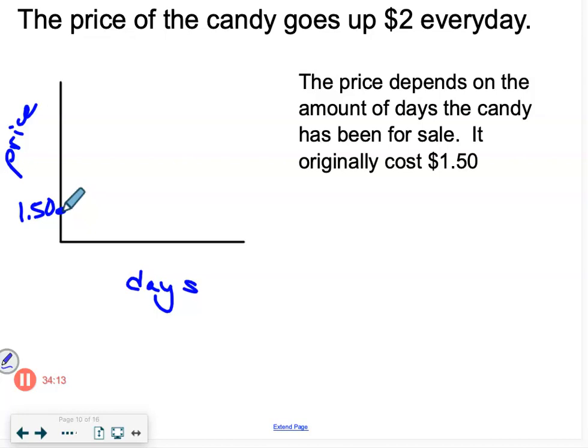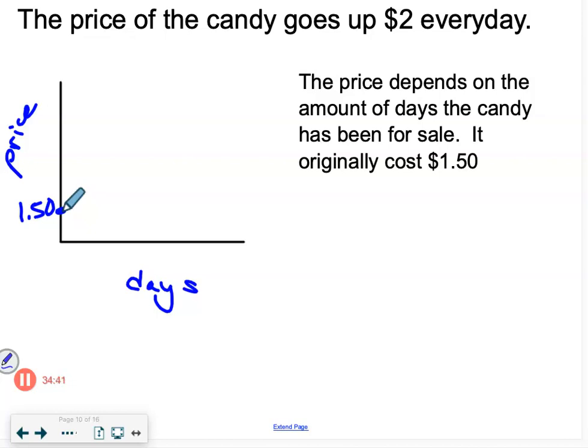So I put $1.50 and then drew a line going up from there. There were some groups who started their line after the y-axis and said, we're not starting on day 0, we're starting on day 1. Most of the time we say day 0 is our starting point, and then 1 would be after 1 day, 2 would be after 2 days, and so forth. But you could make an argument the other way, right?